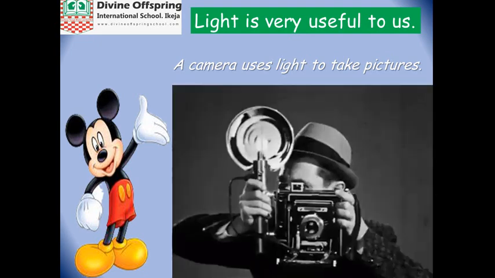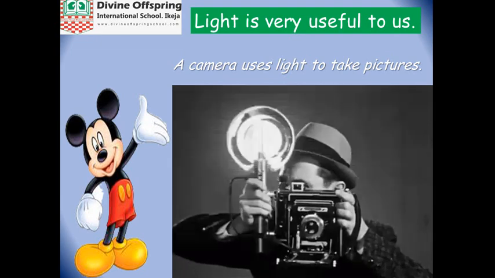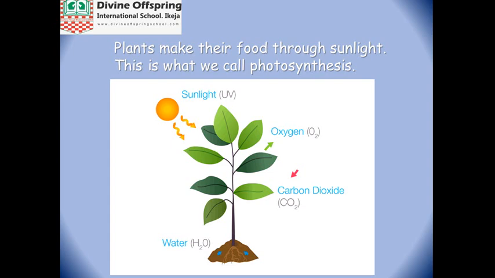Light is very useful to us. A camera uses light to take pictures. Plants make their food through sunlight, and this process is known as photosynthesis.